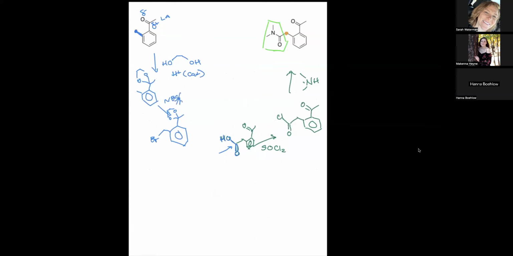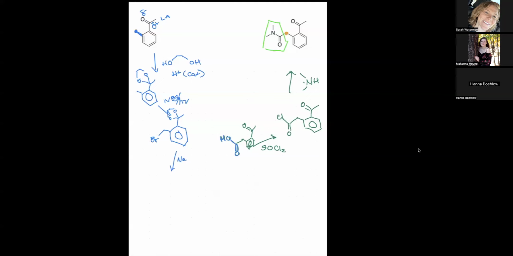NBS, yeah. We're just not going to use Br2, FeBr3 or whatever, because that's going to add it right to the benzene. So we do that, and then now we want to turn that bromine into a carboxylic acid. What do we have to do? You could do a Grignard reaction, or you could do NaCN, either way.